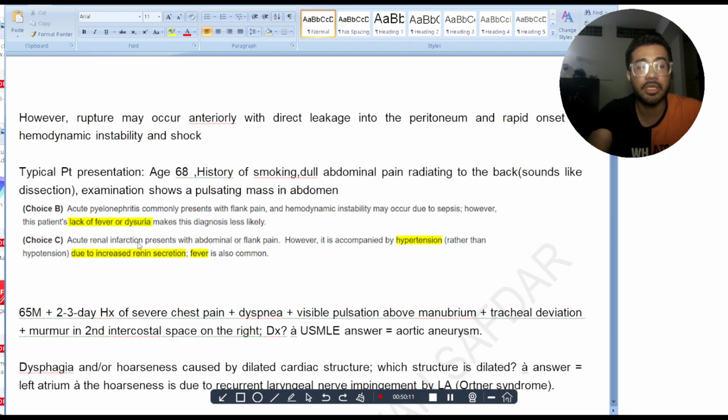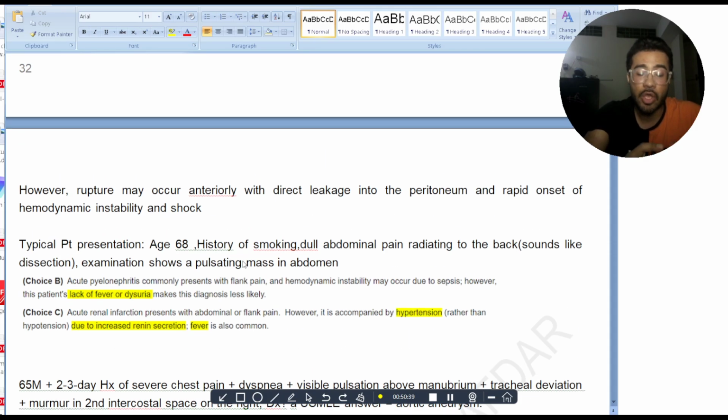Acute renal infarction also presents with flank pain, but infarction would not result in hemodynamic instability. However, it is accompanied by hypertension. Why does acute renal infarction result in hypertension? Because there is renal ischemia, so the renin-angiotensin-aldosterone system is upregulated, as a result of which you get hypertension due to renin secretion. Fever is also common. So that's how you differentiate these findings of abdominal aortic aneurysm, acute pyelonephritis, acute renal infarction, and acute pancreatitis.